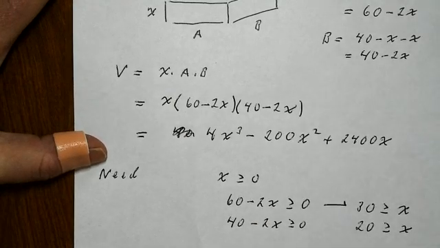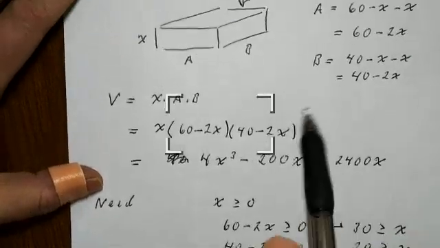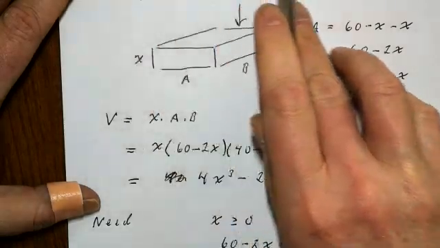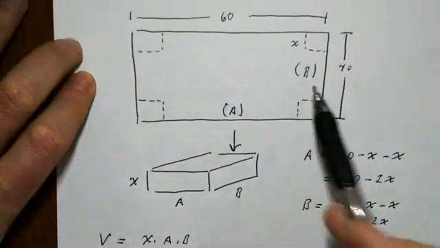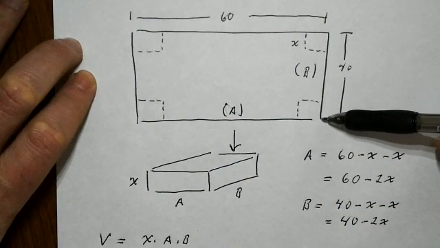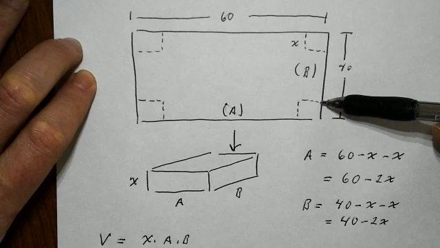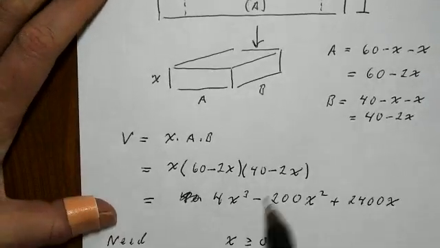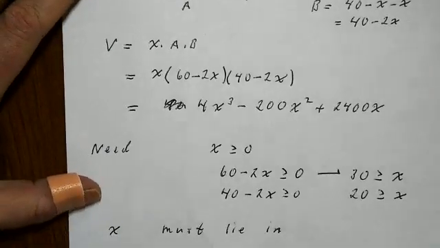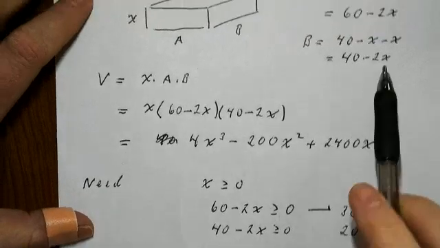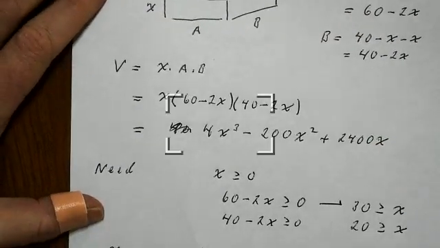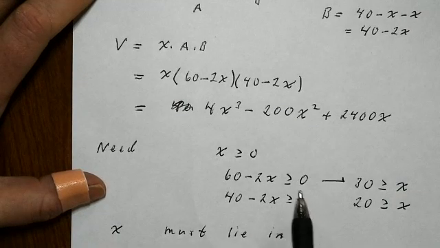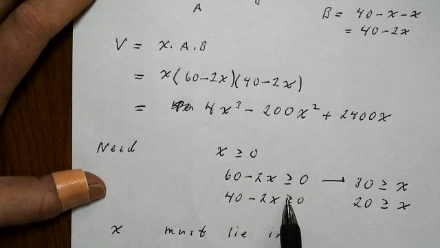On the other hand, we also need to realize that we can't cut too much out here. If X and X together added is greater than 60, or if X and X adds up to be greater than or equal to 40, there's really nothing left. So we can rephrase that by saying that the quantity 60 minus 2x has to be greater than or equal to 0, and the quantity 40 minus 2x has to be greater than or equal to 0. Again, that's because we're limited by how much we can cut out.